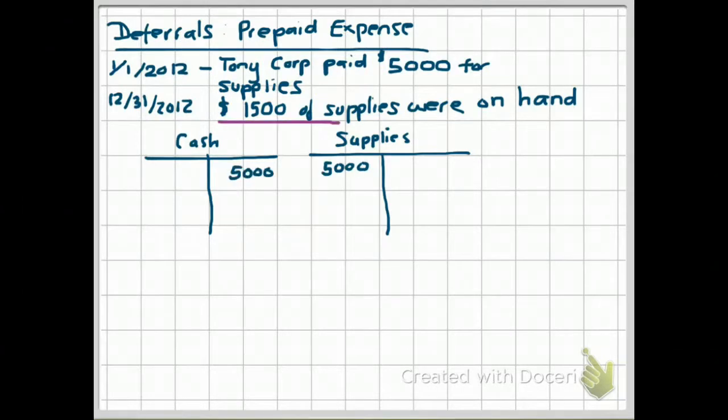Now the next thing they tell you is that $1,500 of supplies were on hand. What does that mean? You all know supplies are things like paper, pencils, pens, etc. And what the $1,500 of supplies on hand means is that when they went and looked at their supplies closet or supplies area, they found that only $1,500 of supplies were left at the end of the year. Now we know that we bought $5,000 worth of supplies on 1st of January, but by end of the year we only had $1,500 of supplies left.